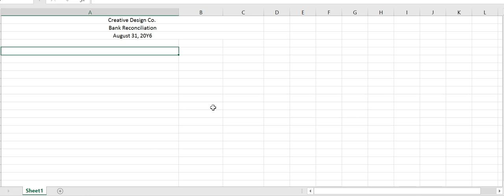So our reconciliation has a title, it has the company name, it says what it is, which in this case, again, is a bank reconciliation, and the date. Again, don't forget that your reconciliations are always done as of the last day of the month. We're never going to start with a beginning balance for the month, only the ending balance. So we have two sections. We have our company section and our bank section. So let's start with our company section.